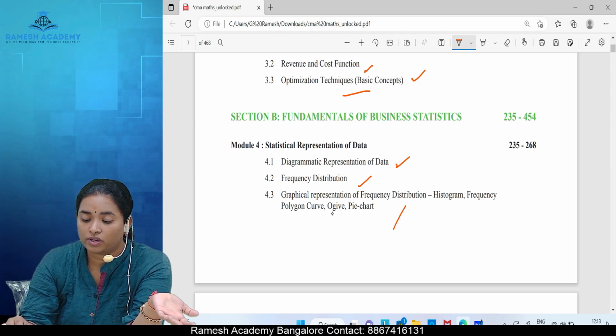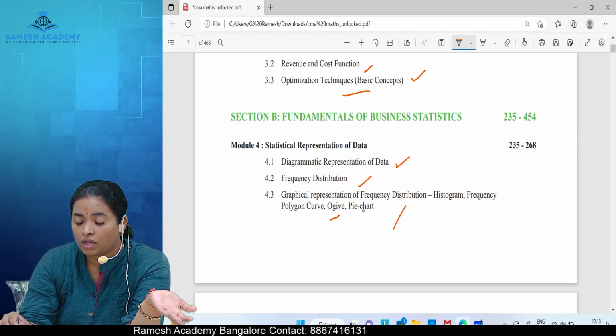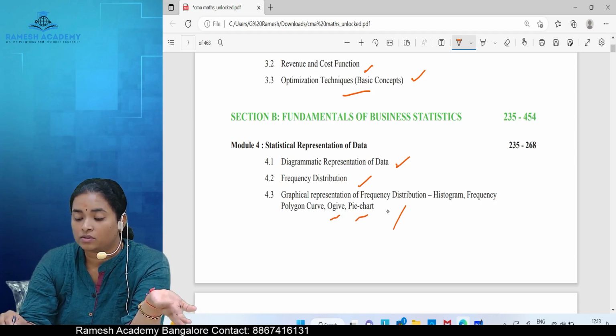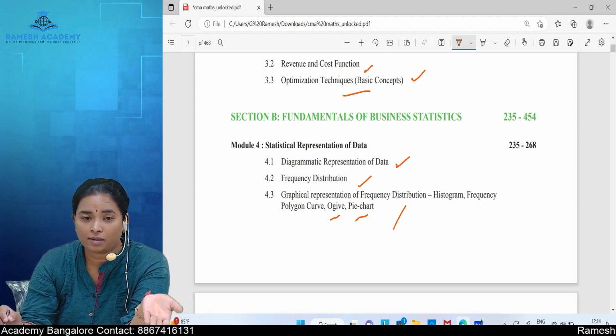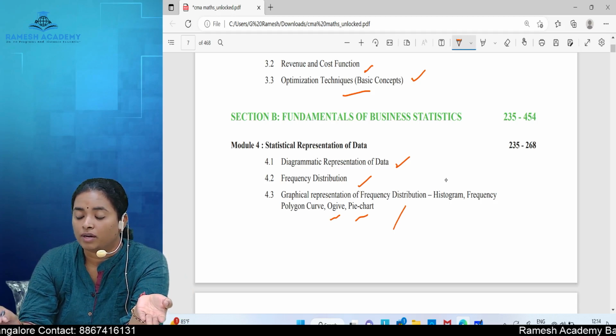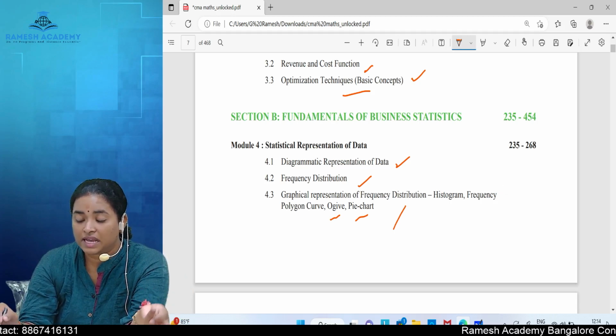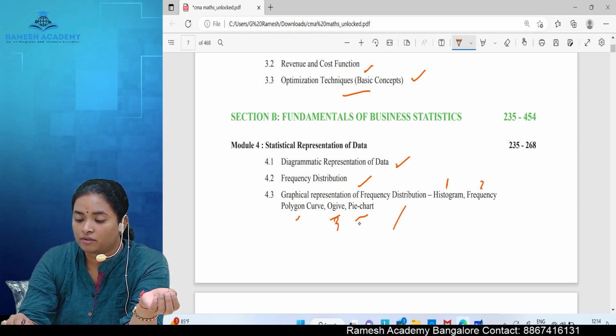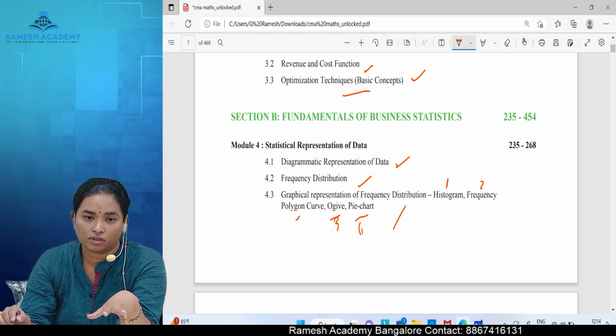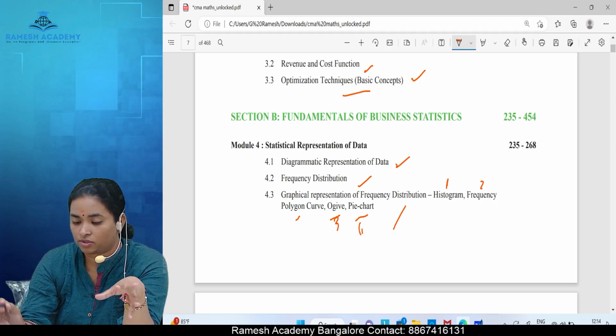So this ogive, maybe this is new for you all. Pie chart, even in school time we might have studied. Okay, we will go through this. There are many representations. This is not limited, but you have many other representations. In that we only cover 1, 2, 3, 4 different statistical representations of data.